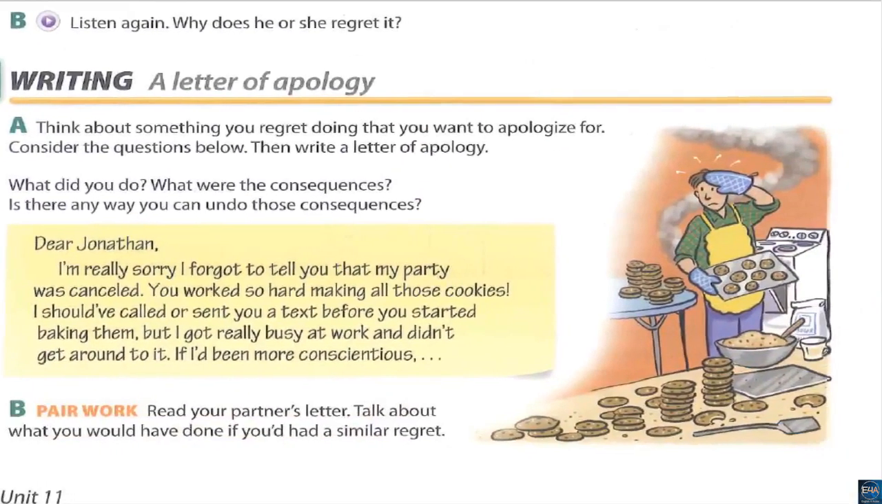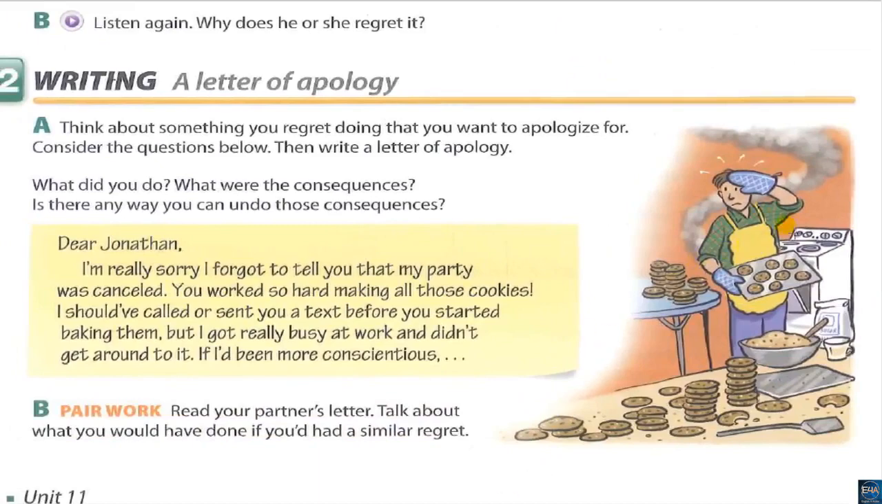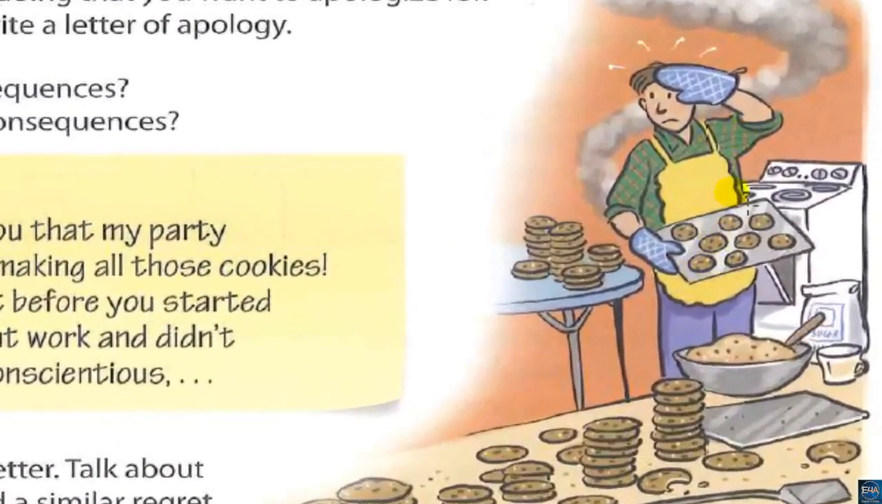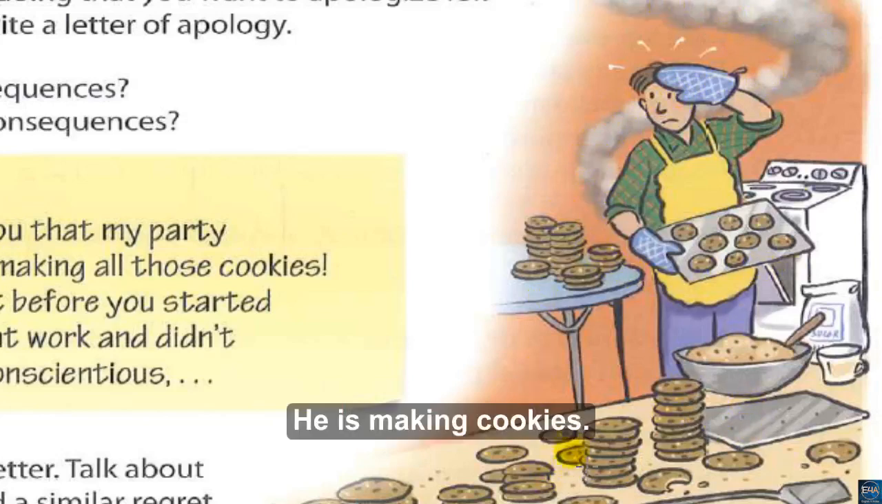Exercise number 12. Look at the picture. What do you see? A young man is cooking. He's a chef. And you see here that there's a lot of smoke, so maybe the food is burning. He makes cookies.